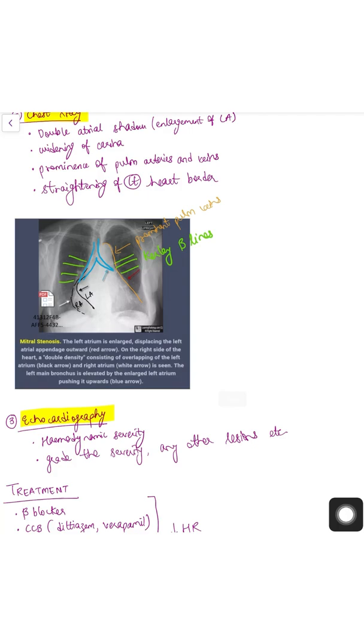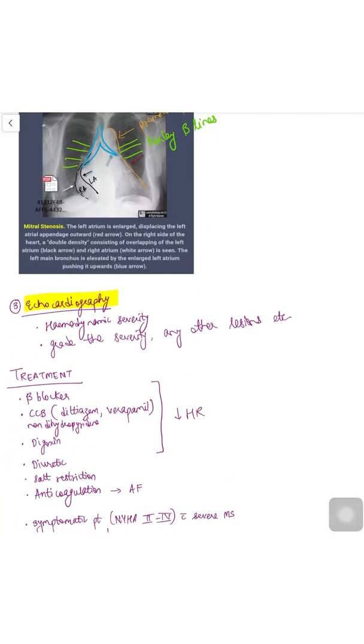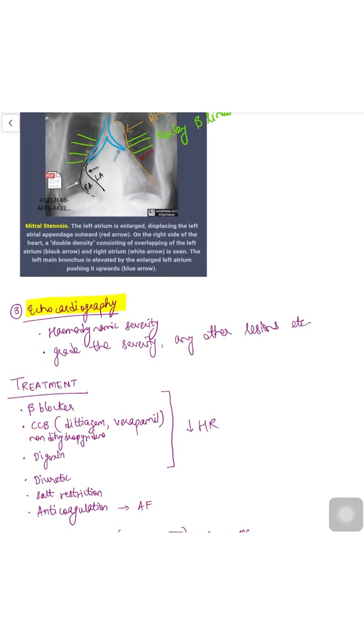What is the treatment of the patient? Well, like we saw, if the heart rate increases and your diastolic time goes down, the left ventricle is not able to fill, because of which the LA pressure rises, or LA pressure has to rise more to fill the left ventricle, right? So if you decrease the heart rate or keep the heart rate under control, your symptoms are going to decrease.